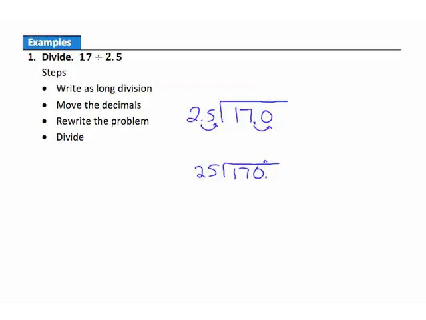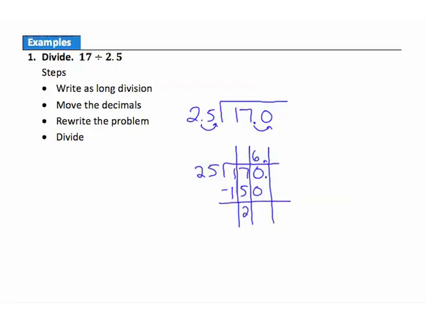Well, I would say 25 won't go into 1, it won't go into 17, but it will go into 170. So that's where we're going to start dividing. So 25 into 170. Well, we're dividing by 25. We'll think about quarters. It would take 6 quarters to make 150. If we take 7, that'd be 175. That'd be too many, so it's going to go in there 6 times. And 6 times 25 is 150.